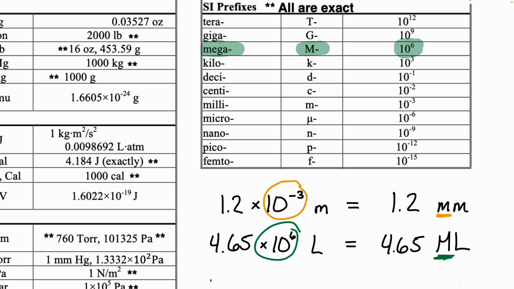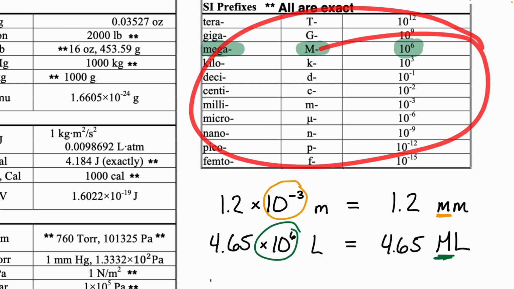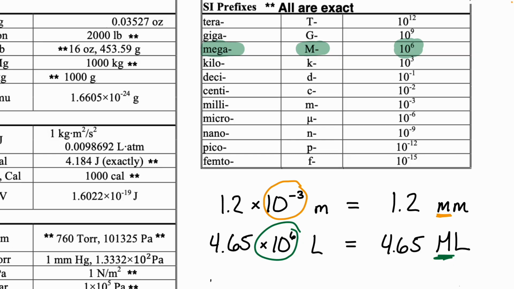Cool. So that's all well and good when it's really spelled out for us in scientific notation. But we want to be able to do these unit conversions more generally, or prefix conversions more generally. And so that's where we'll pick up next time. How do we use this table here to do any prefix conversion?